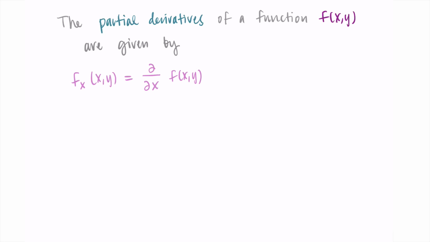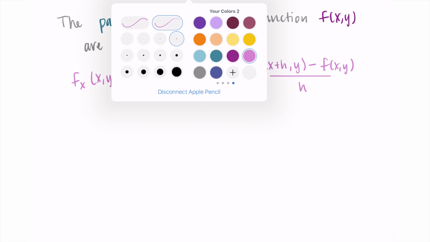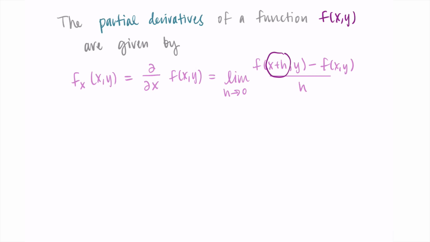So this is our notation, and this is equal to the limit as h approaches 0 of f of x plus h, with y fixed, minus f of x, y, all over h. This looks really similar to the limit definition of the derivative, but now that we have x and y, we're just looking at the change going in the x direction. We add that plus h to the x, and we keep the y the same, so we don't look at any difference in the y.